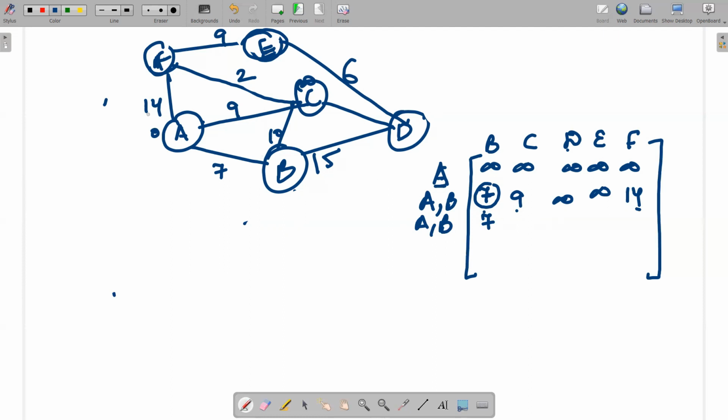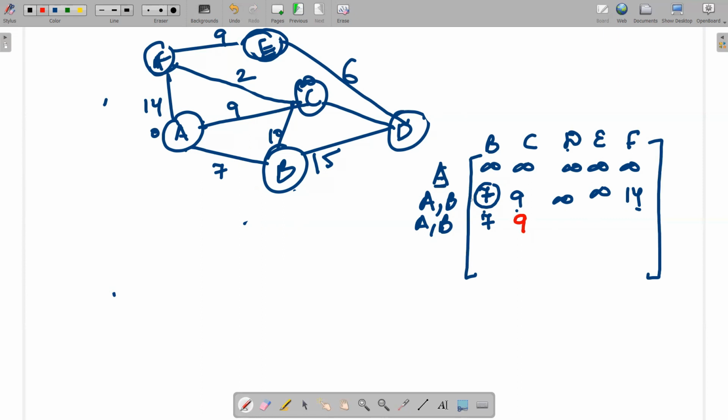We have to see the minimum possible edge. Now I can reach from A to C directly. There is another path to reach C: I can reach from A to B, then I can reach from B to C also. So A to B is 7, B to C is 10, that is 17. Is it less than 9? Obviously, it is not. So whatever is the minimum possible path, we will take it. So we will take it as 9.